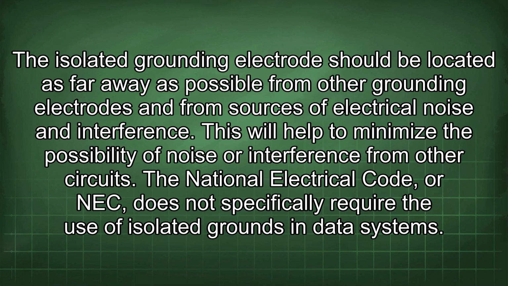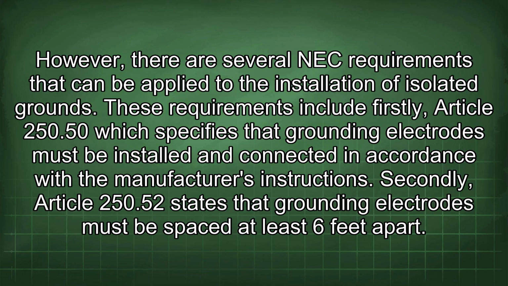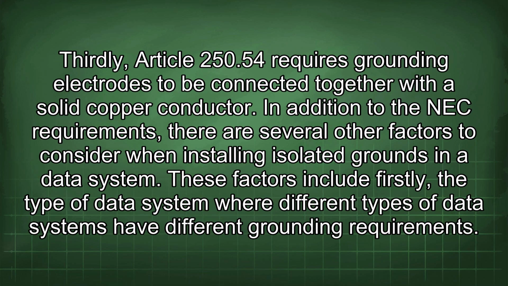The National Electrical Code, or NEC, does not specifically require the use of isolated grounds in data systems. However, there are several NEC requirements that can be applied to the installation of isolated grounds. These requirements include, firstly, Article 250.50, which specifies that grounding electrodes must be installed and connected in accordance with the manufacturer's instructions. Secondly, Article 250.52 states that grounding electrodes must be spaced at least 6 feet apart. Thirdly, Article 250.54 requires grounding electrodes to be connected together with a solid copper conductor.